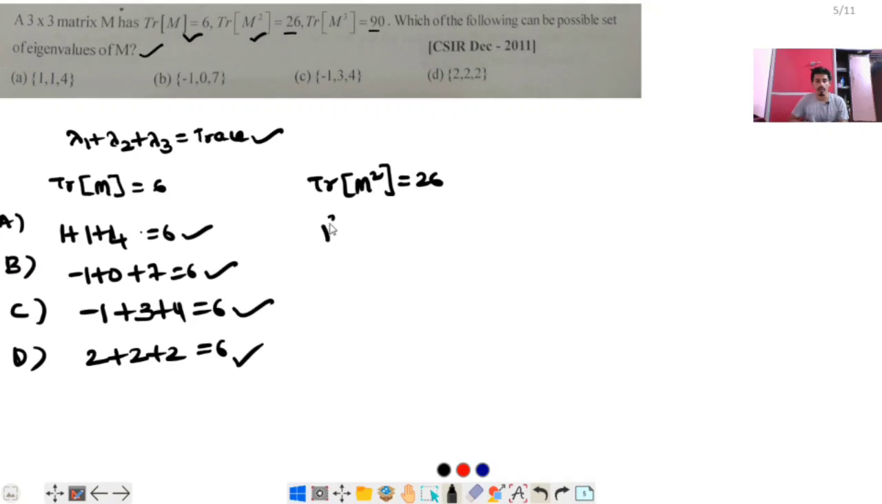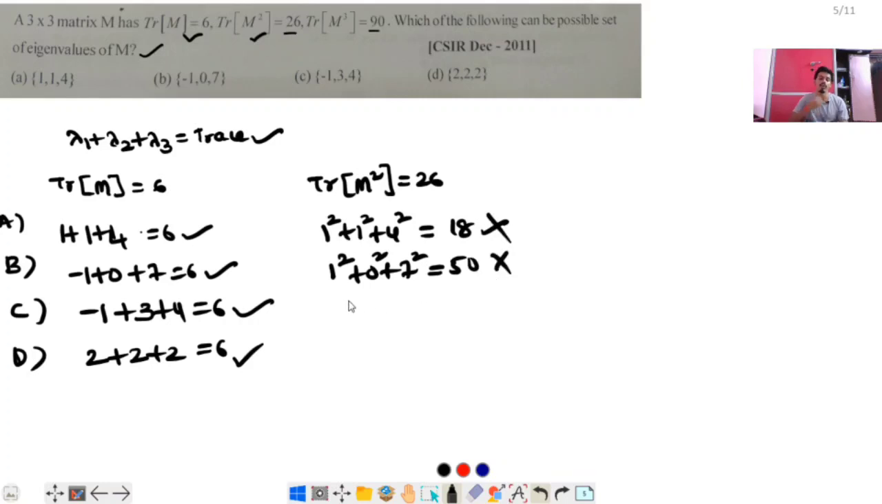Now you go to trace of M square equal to 26. Option A: 1 square, 1 square, 4 square, you get 18. Next, second option: minus 1 square, 0 square, 7 square, you get 50. This is the wrong answer. Now the third option: minus 1 square, 3 square, 4 square, you get 26. This is the right answer.